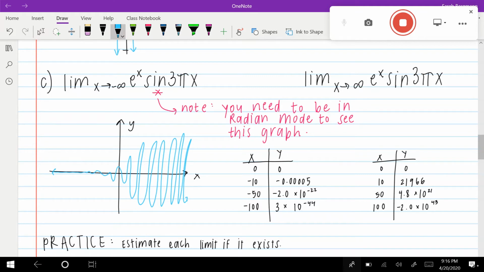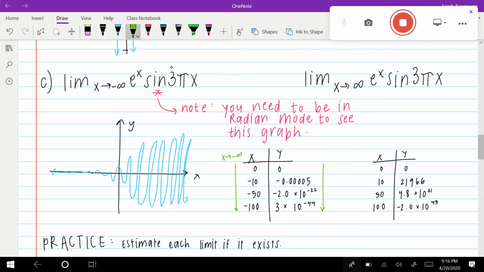So we're going to do negative infinity first. So let's see. As x is approaching negative infinity, this time I used smaller numbers just because when I plugged in bigger numbers, it was giving me such a big number that I couldn't even write it out.